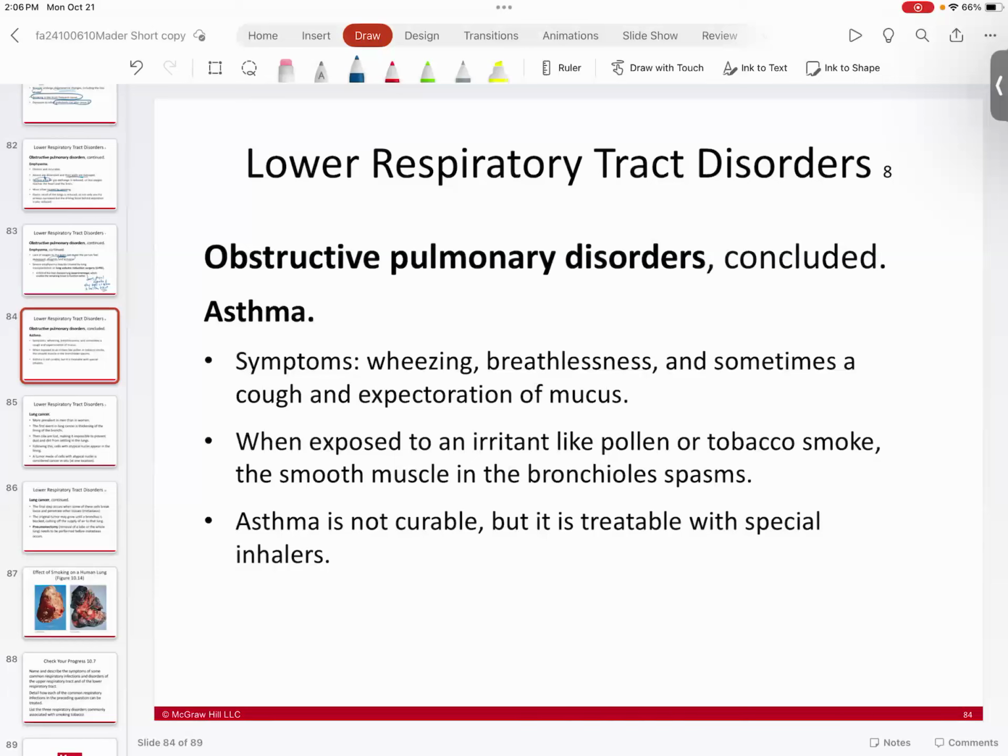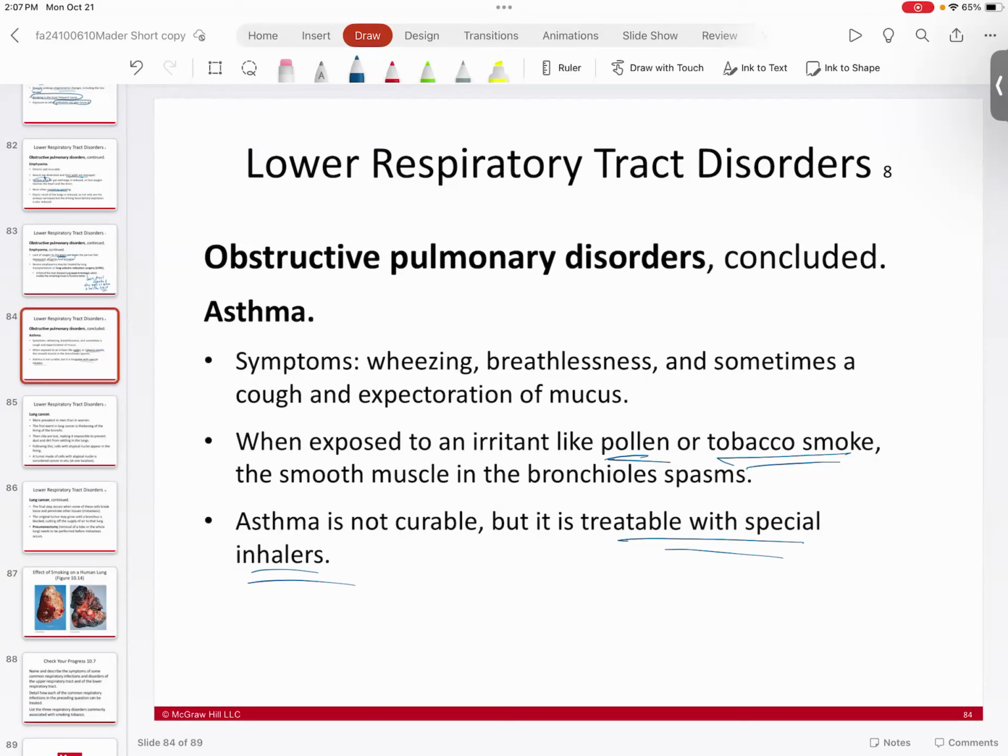So, a couple of other obstructive pulmonary disorders. Asthma is probably the most common one. This is basically where we get wheezing and breathlessness, with a bit of a cough as well. Generally speaking, it's triggered by some sort of irritant, often either pollen or tobacco smoke. Typically this happens when the smooth muscles around your bronchioles start to spasm a little bit. Typically it's not curable, but it is treatable with inhalers, things like Flovent, which is a chronic maintenance inhaler, or albuterol, which is what you'd call a rescue inhaler, that you take as you have an episode.